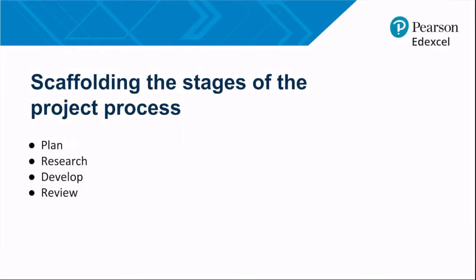Scaffolding the stages of the project process. Projects can be broken down into 4 stages: plan, research, develop, and review. Plan. Projects begin with the choice of an aim. This should be in the form of a question or practical challenge. Once the central question or challenge has been decided, learners should plan how they will use their time and consider the resources they will need for their project.